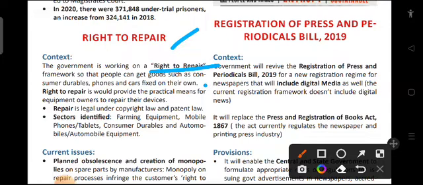Repair is legal under copyright law and patent law. Sectors identified: farming equipment, mobile phones or tablets, consumer durables, automobiles and automobile equipment. These are some of the sectors which can heavily be repaired.